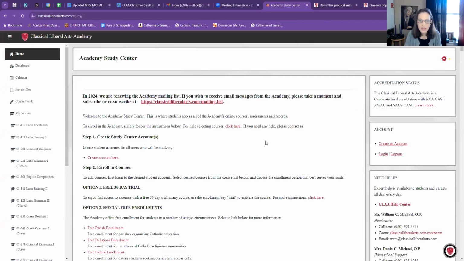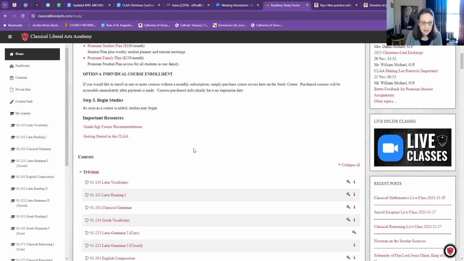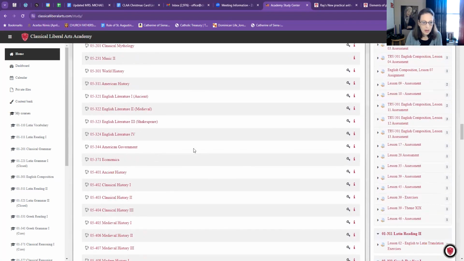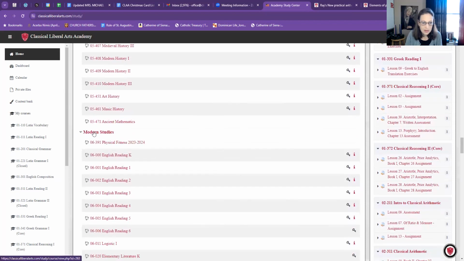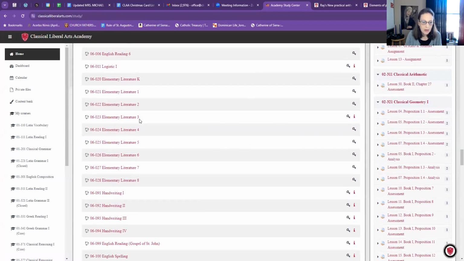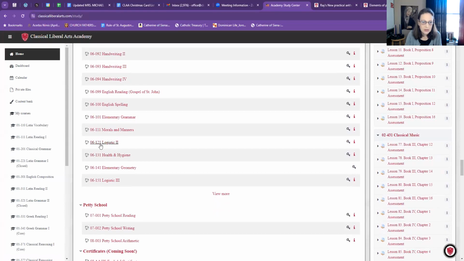So what we're going to do first, here's the study center. You guys are familiar with this. If you come down here in the study center, go all the way down, and you'll see Modern Studies right here. That's where you're going to find the courses that we're going to work on today. So here's Logistic 1. That's Modern Arithmetic 1, we used to call it. Mr. Michael just changed the name. And then down here we have Logistic 2, Modern Arithmetic 2.